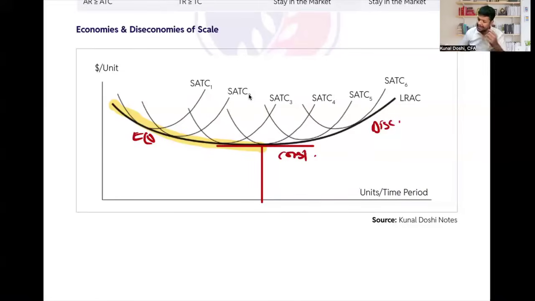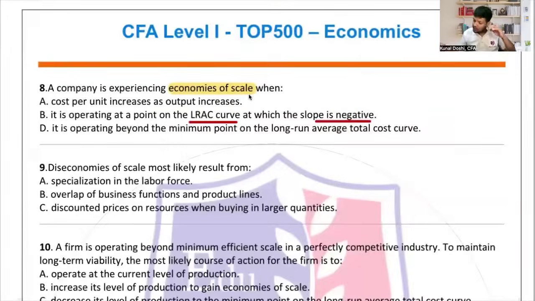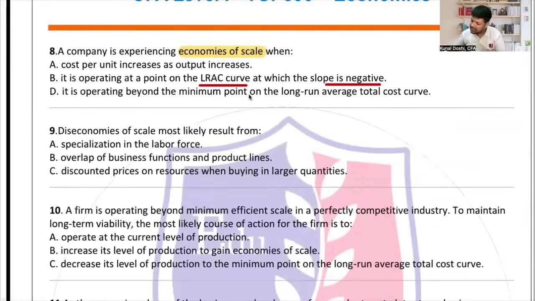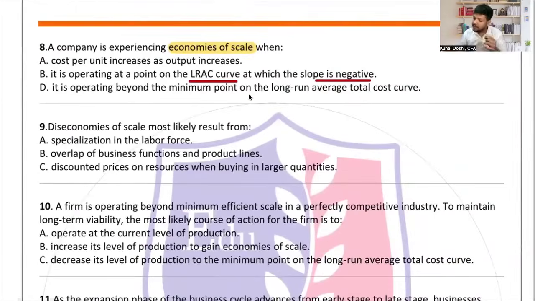Understood? Clear? So economies of scale is where cost of production per unit is going down. That's a negative slope. Graphically, if you see, it's a negative slope. So it's operating at a point on the long run average cost curve at which the slope is negative, meaning it's going down. Clear, everyone? Why B is the answer? Everyone?